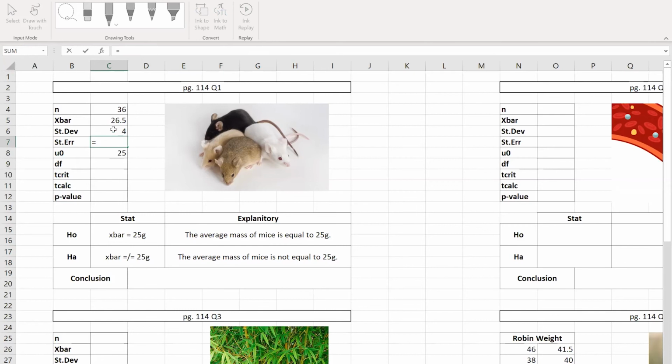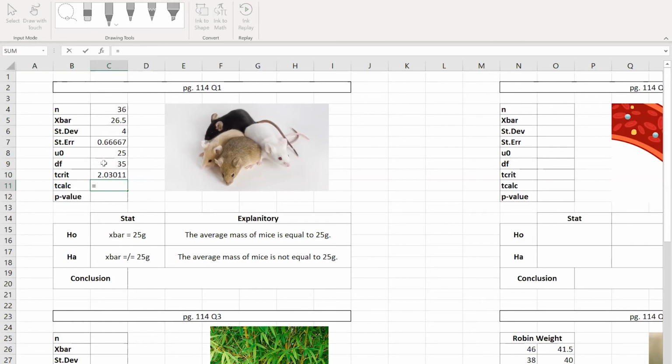Okay, so let's fill out the rest of this and solve to see if there actually is a difference between the two. Standard error is our standard deviation divided by square root of the sample size. Our degrees of freedom is our sample size minus 1. Our critical value we get using t.inv two-tailed. This is a two-tailed question. The probability is 0.05, so alpha is 0.05. Our degrees of freedom is 35.